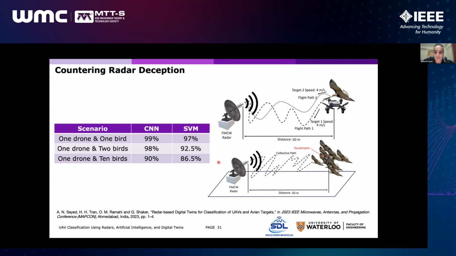Why is this important? Because some drones may be trained to fly or travel around birds, or some birds at the same time can be trained to fly around a drone to hide it from being detected by radars.